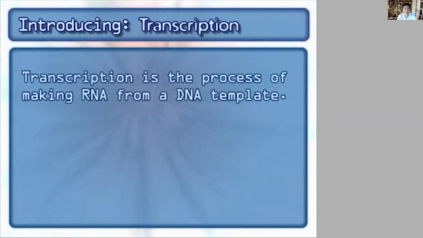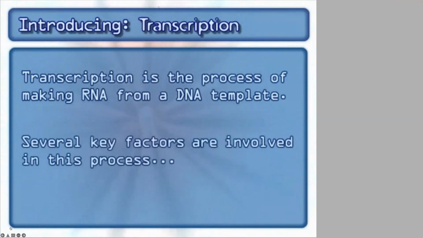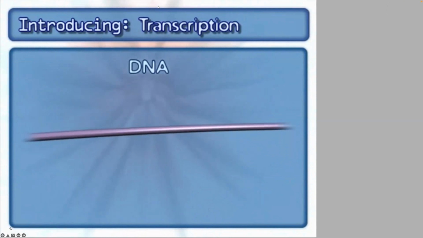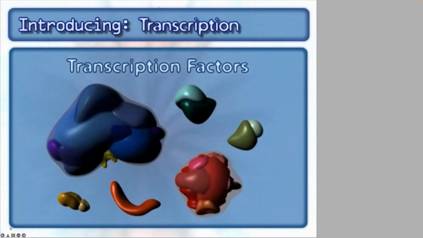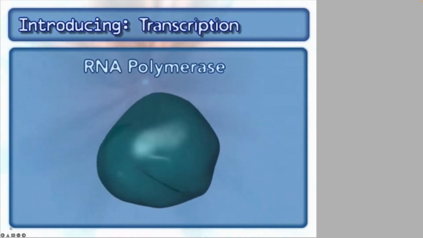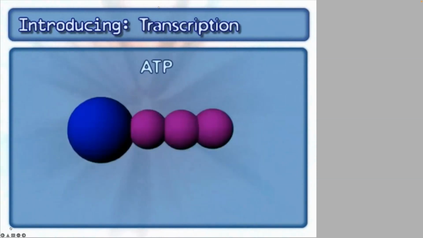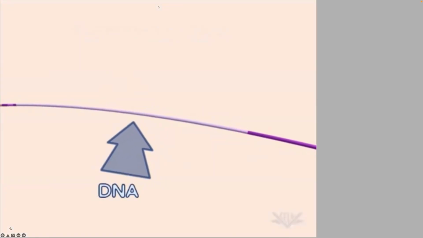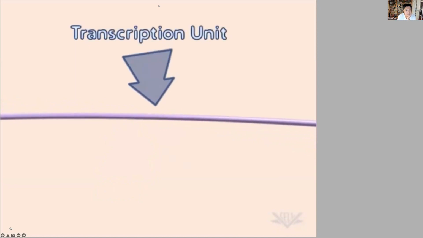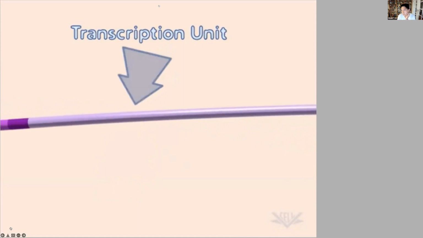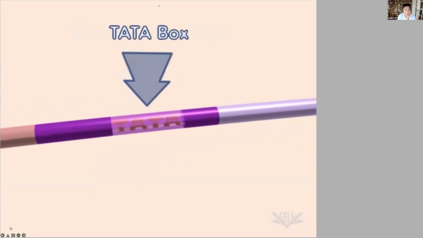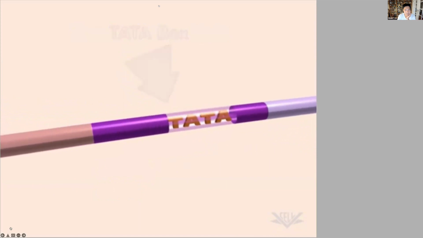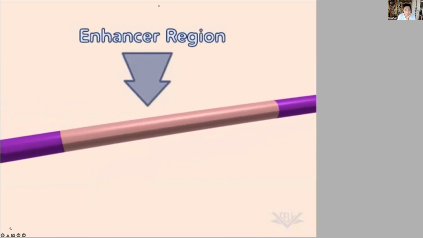Transcription is the process of making RNA in a genetic code. Several key factors are involved in this process, including DNA, transcription factors, RNA polymerase. Transcription begins with a strand of DNA. It is divided into several important regions. The largest of these is the transcription unit. This portion of the DNA will be used to produce RNA. A transcription unit is the Tata box. An enhancer region may also be.